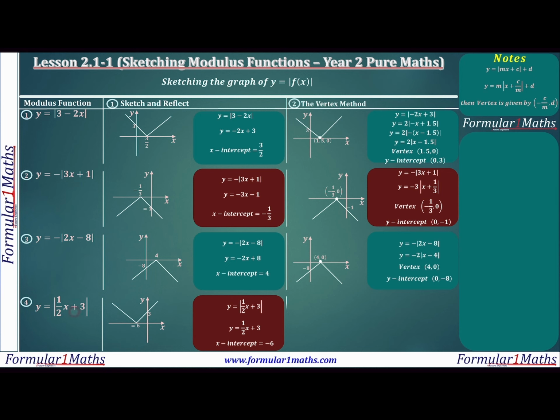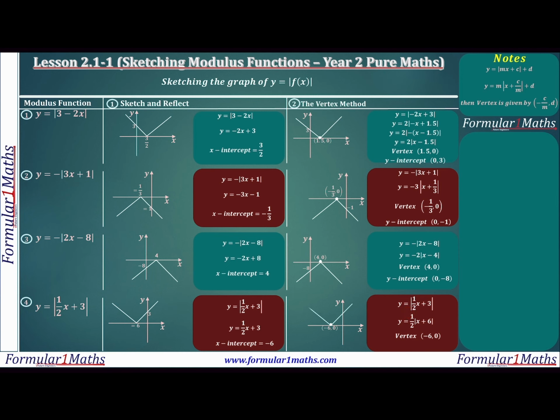And then for the vertex method, I've got this to deal with. Half x plus 3 in the modulo sign. The coefficient of x is not 1, as you can see, so half must come out. So if I do that, I'm going to get this. Now that x has a coefficient of positive 1, I can negate 6 to get minus 6. There's nothing outside here, so my vertex will be minus 6, 0. So I'll indicate that on the graph, and I draw a V shape with that as my vertex. Again, taking into consideration the fact that the sign outside the modulo sign is positive.